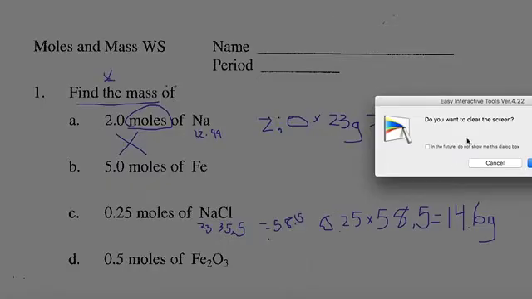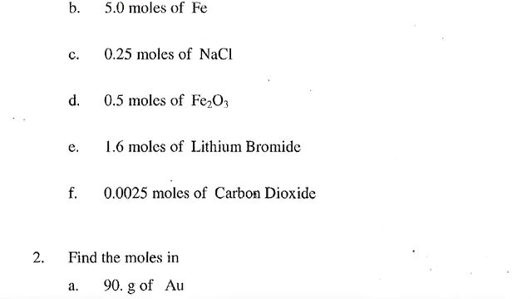We're going to go down. So I'm going to clear the screen, okay? We're going to go down to the find the moles. So if we want to find the moles of a substance like that, we're given grams. Here we're going to actually divide. So in this case, for all of these, I'm going to divide. Put the little division symbol up there.